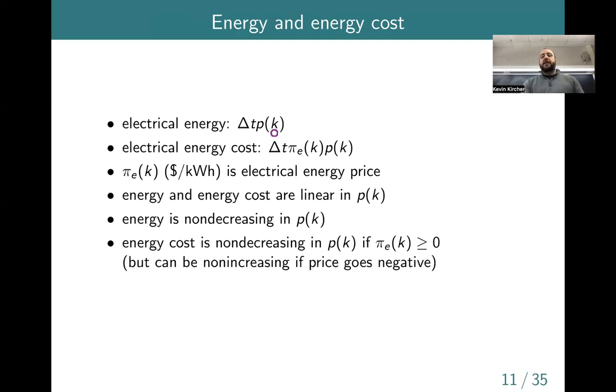So regardless of the formulation here, whether you're talking energy or energy cost, we end up having a linear function of the power, which is nice. And it's non-decreasing as long as this coefficient that's multiplying P, the price pi E here, is non-negative. Now, there are weird examples where the price of electricity can go negative.